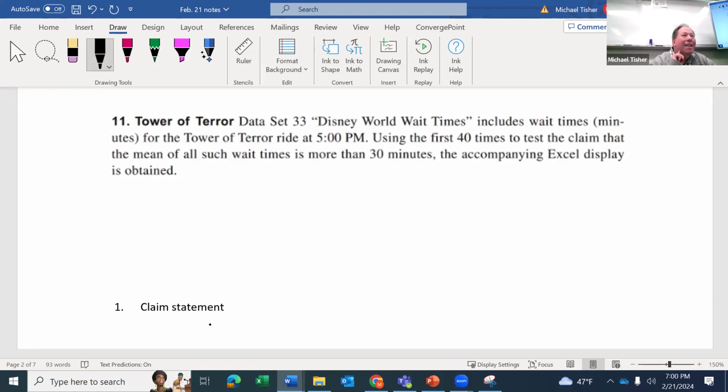Say again? And not just the wait time, but the mean of all wait times, right? So symbolically, how can we write that? Anybody? Say again? Mu? More than 30 minutes. So more than is which symbol? Greater than, yes. And then greater than 30, yes. Okay.